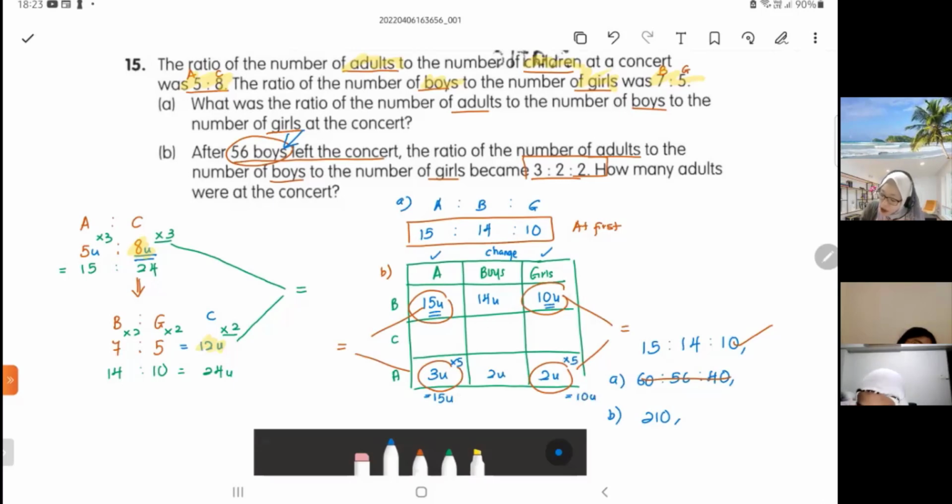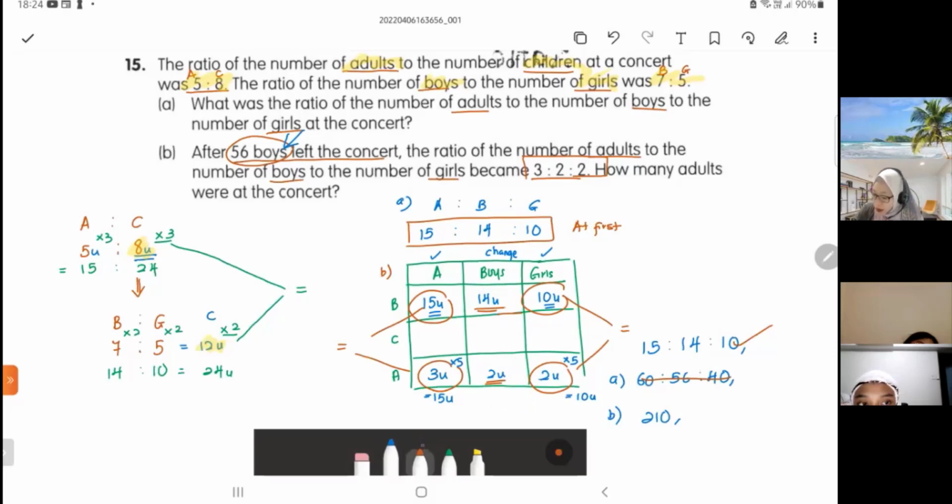What about the boys? The boys change. The boys, there is a change, right? So 14 units minus 2 units equals to my 12 units. Oops, sorry, I forgot to times. Because I times 5 here, this one must also times 5. Okay, then here I get 10 units. Now 14 and 10, there's a difference, right? The boys change. 56 boys left.